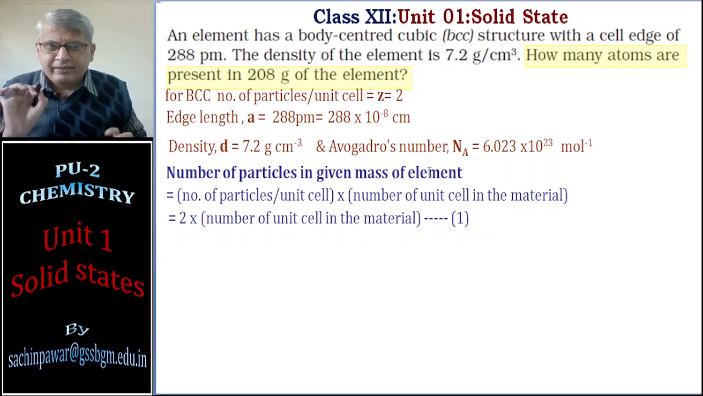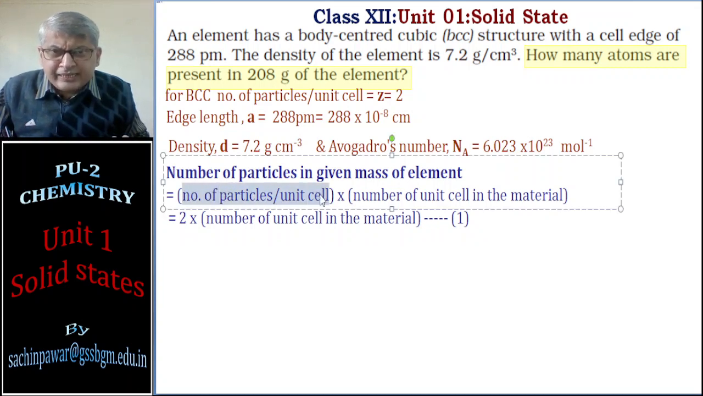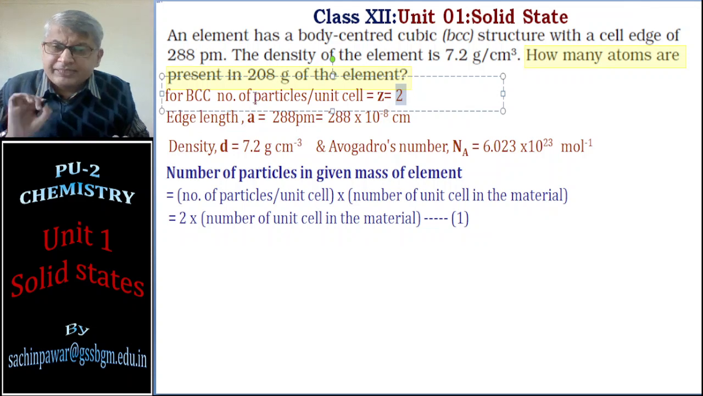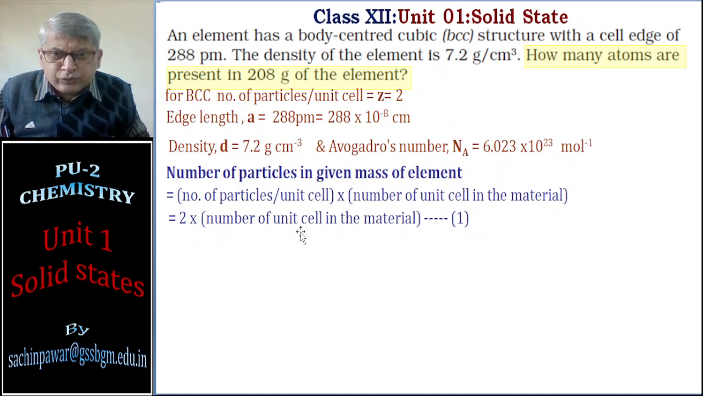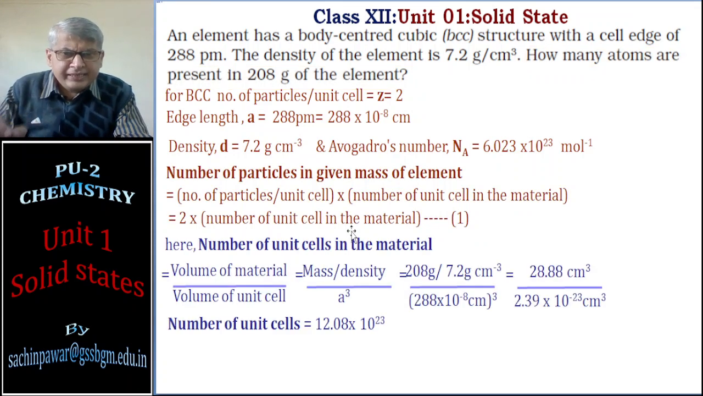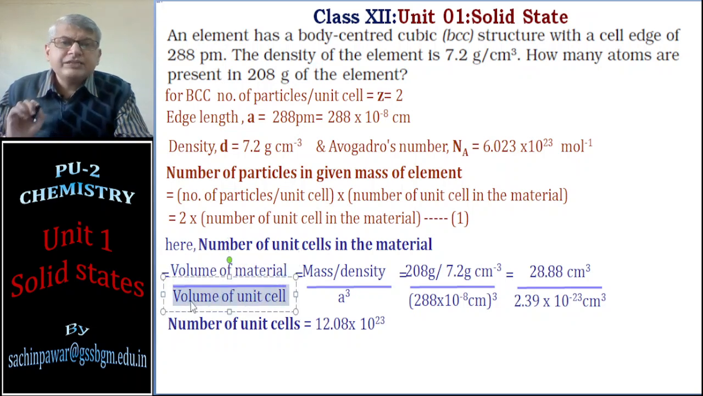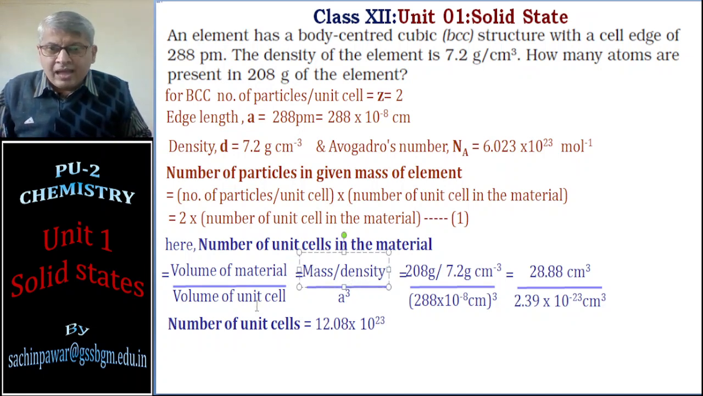Here, the number of particles per unit cell is 2 because it is a BCC. So one part is already found. Now I need to find the number of unit cells in the material. The number of unit cells is the volume of the material upon the volume of every unit cell. Now the volume of the material is mass upon density, as we know, and the volume of the unit cell is a cube, that is length into breadth into height.